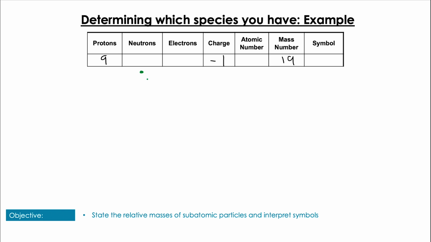Well, we know 19 minus 9, which is mass number minus our protons, is 10. Now we have a charge of minus 1. Protons would be equal to electrons, but we've got an extra electron, which is going to give us 10 electrons because of our minus 1 charge. Now we know the atomic number is always going to be equal to our number of protons, so that is going to be 9. So then we can look at the periodic table and we see that is going to be fluorine, but with a negative charge.